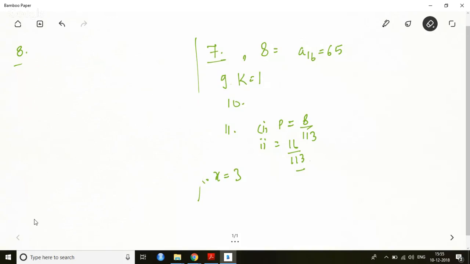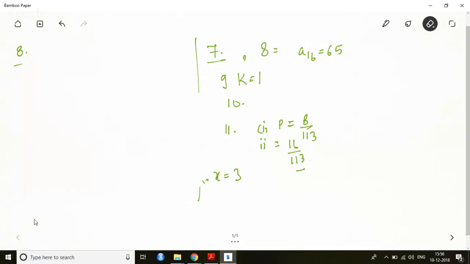Now what is there in question 9? The question 9 is telling me that, let me read the question first of all. Yes, question 9 is find the value of k for which you have infinitely many solutions.